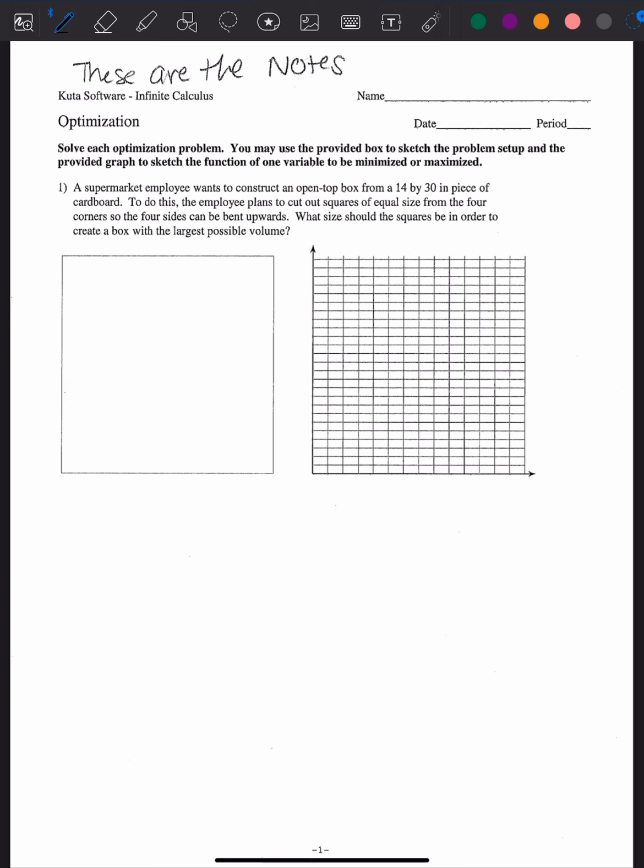So a supermarket employee wants to construct an open-top box from a 14 by 30 piece of cardboard. To do this, the employee plans to cut out squares of equal size from the four corners, so the four sides can be bent upwards. What size should the squares be in order to create a box with the largest volume possible?